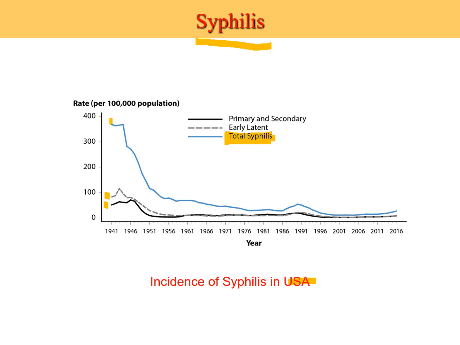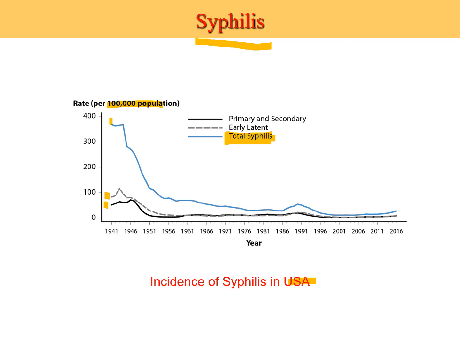Anyhow, the primary and secondary, you can see there. This is rates per 100,000. It's not as high in incidence as chlamydia or gonorrhea, but still significant incidence. What happens is the disease goes through a number of different stages.